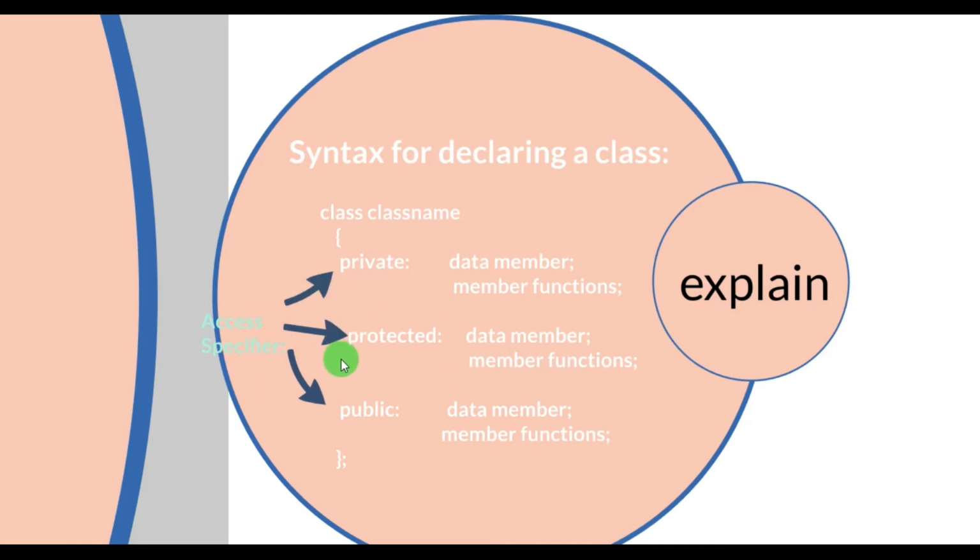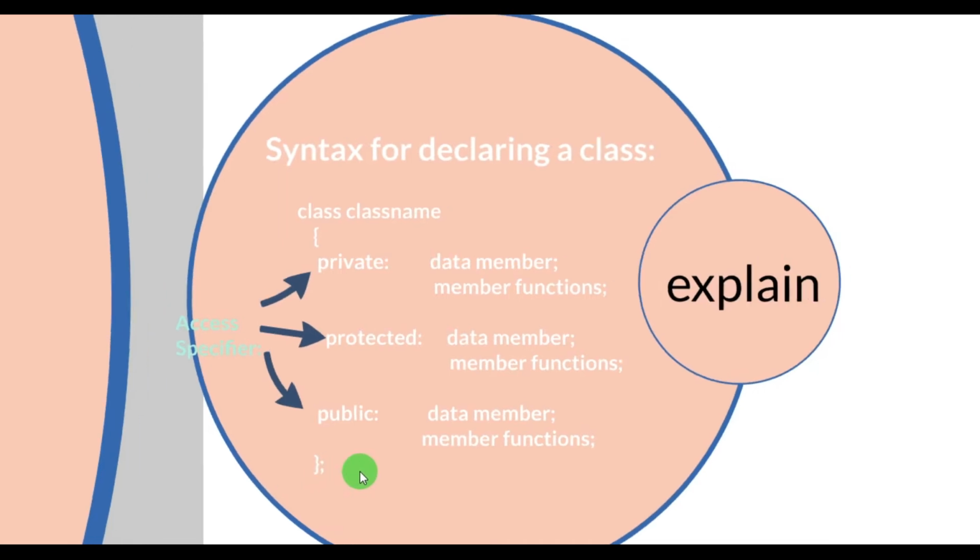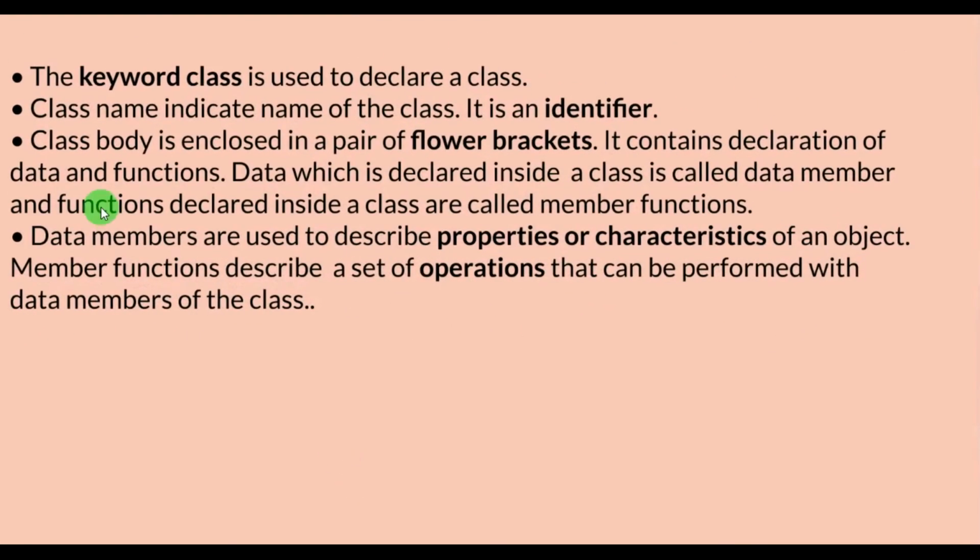You are going to specify it. At the end you are going to close the braces with a semicolon, and this semicolon tells the end of the class. So next we are going to see the explanation. Here, whatever I have explained previously, the same thing is given here. I'll just read it out. The keyword class is used to declare a class.